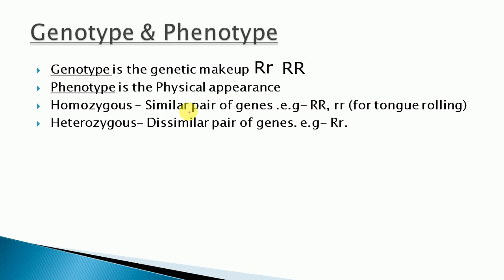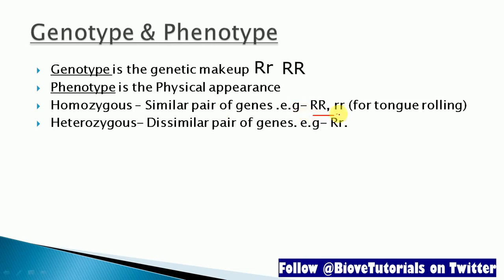Now if the genes are similar, then we call it homozygous, like capital R and capital R. If both of them are dominant, we call it homozygous dominant. In the same way, if both of them are recessive, we call it homozygous recessive. If the genes are dissimilar, then we call it heterozygous. So this was our total concept of allele that we have studied.